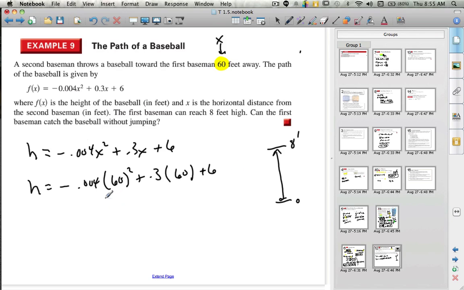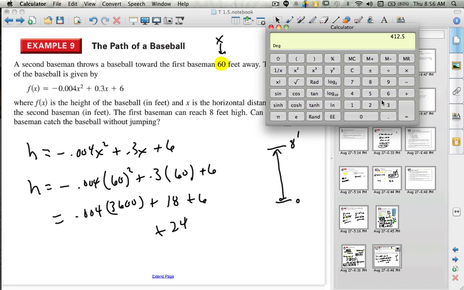So when we have 60 squared, we're going to have 3,600 times 0.004 plus 0.3 times 60, which is basically a third, a little less than a third. That's 18 plus 6. I'm going to pull out a calculator. This is going to be plus 24 when I combine the 18 and the 6. I'm going to pull out a calculator for this one because I don't really want to do it in my head. I imagine I could, but why would I want to?